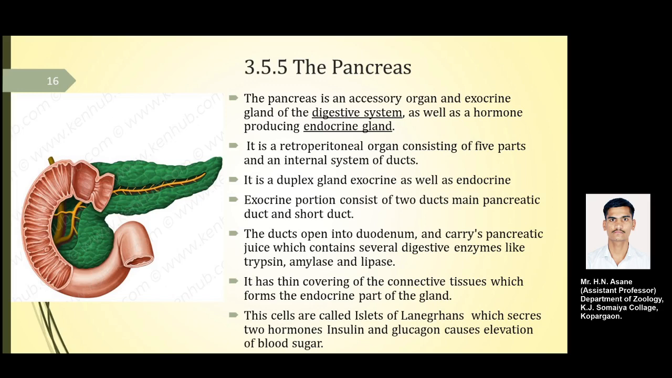So the pancreas is a duplex gland, as I said. Inside this gland, there are groups of specialized cells surrounded by connective tissue, which are known as the islets of Langerhans. These islets of Langerhans have special importance in this gland known as the pancreas. Now the microscopic structure of this pancreas.